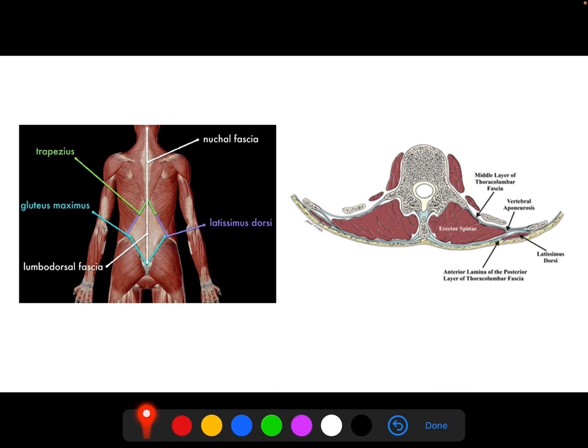As you can see here, this is the lumbodorsal or the thoracodorsal fascia, or the thoracolumbar fascia.